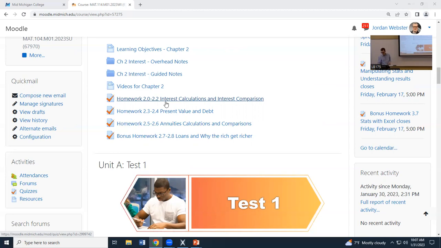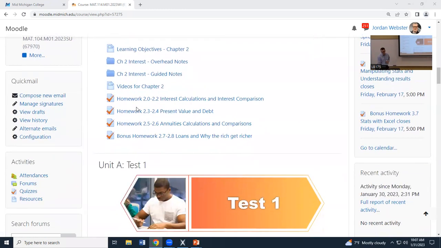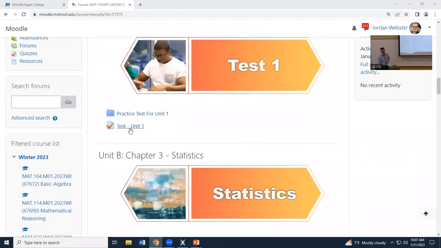Before we get started with annuities, I do want to point out that the test is this week. You're going to have to take the test. It has a little bit of a lockdown browser. You're going to click on that test and take it.